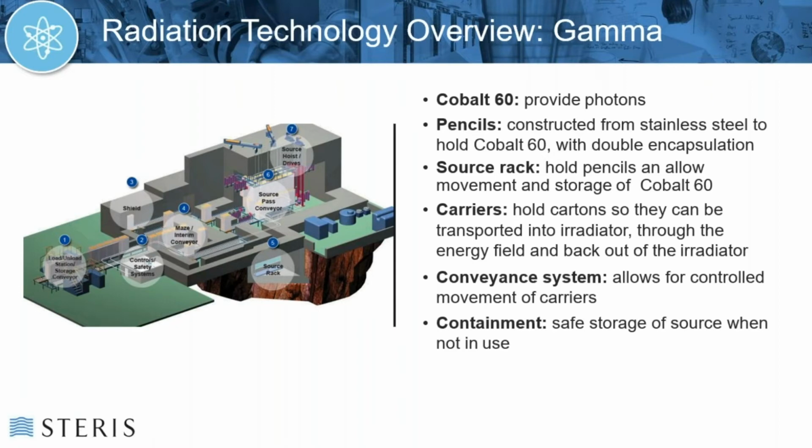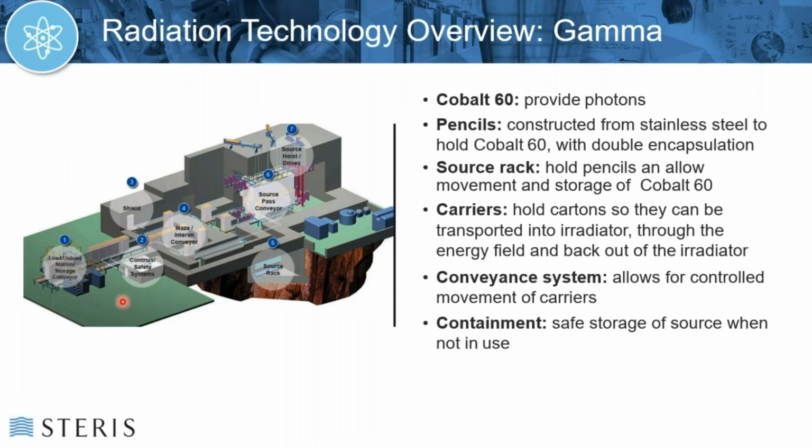Some of the equipment needs to convey product safely to where cobalt-60 emission can deliver the required amount of energy to sterilize the product. So we have cobalt-60 in the source rack, which provides the photons for irradiation. We have the pencils, which we know are constructed from stainless steel. They hold the cobalt-60 with double encapsulation. The source rack moves up and down. That allows transfer of the pencils so that we can either irradiate them or safely store them.